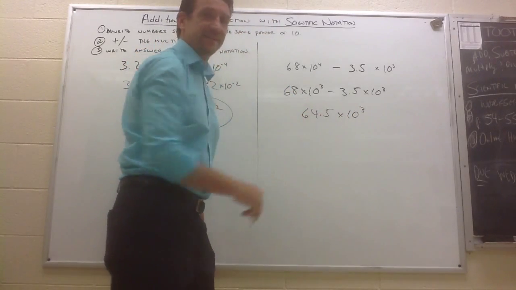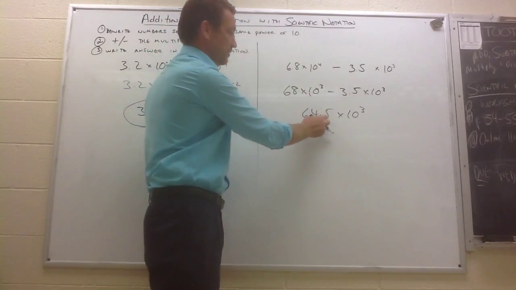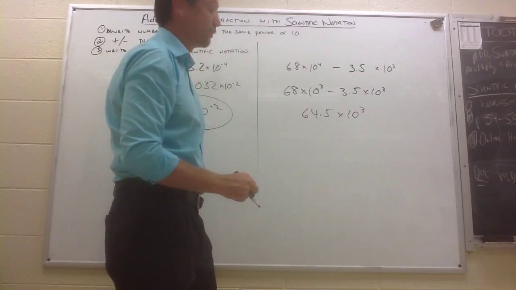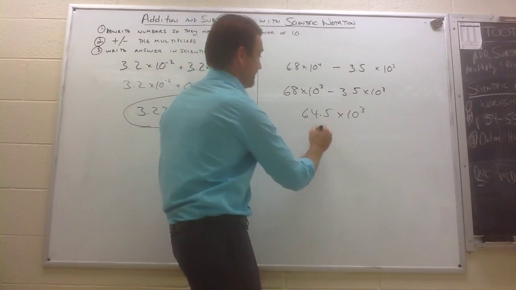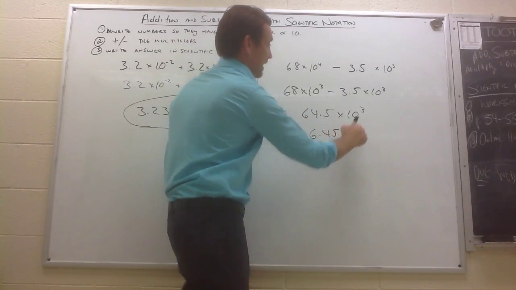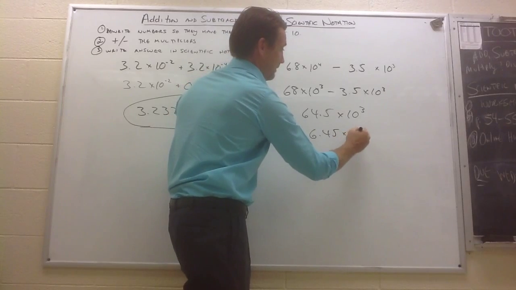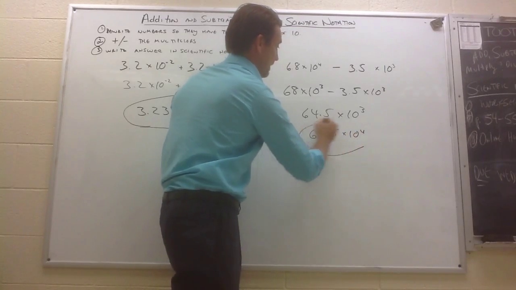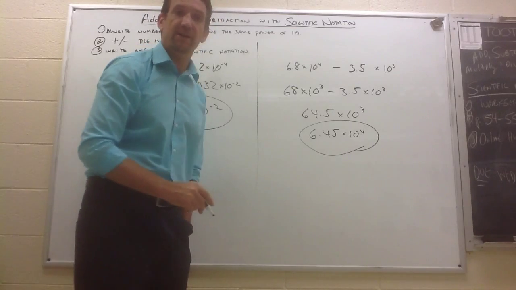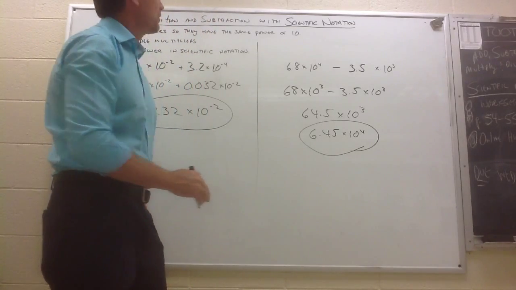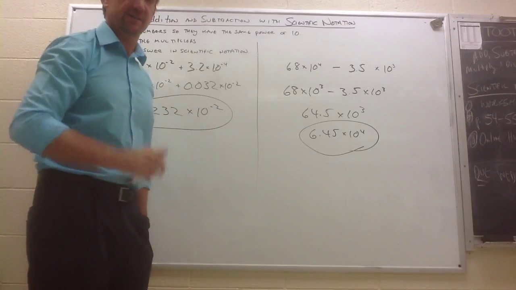Now this number is not in scientific notation because our multiplier here, our first factor, is greater than 10. So we're going to move our decimal 1 place to the left and increase the exponent by 1. And that is how you subtract numbers that are written in scientific notation. Okay, I've got a few problems for you to practice, so get started.